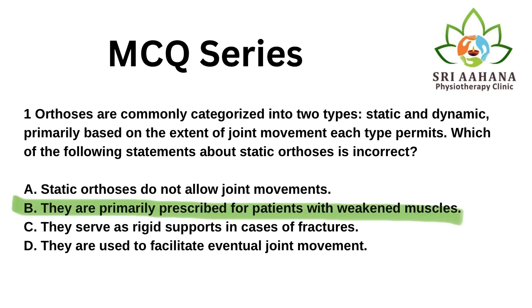The correct answer is B. For patients with weakened muscles or limited control of the neuromuscular system, dynamic orthoses are given, not the static ones. In contrast to dynamic orthosis, static orthoses do not allow joint movement. This type serves as rigid support in fractures, inflamed tendons, and soft tissue and nerve injuries. They are also used to promote eventual joint movement through serial or progressive orthosis.